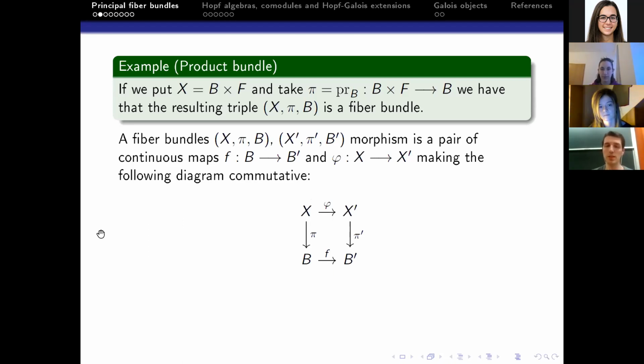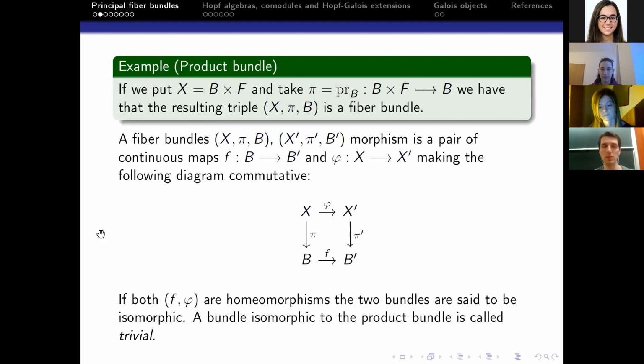We say that 2 bundles are isomorphic when the pair F, phi is made out of homeomorphisms, so we can identify the total spaces and the base spaces. A bundle which is isomorphic to a product bundle is said to be a trivial bundle, and we are mostly dealing with trivial bundles in the present talk.